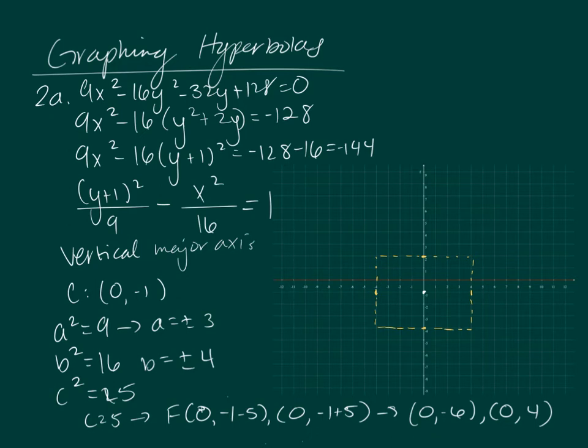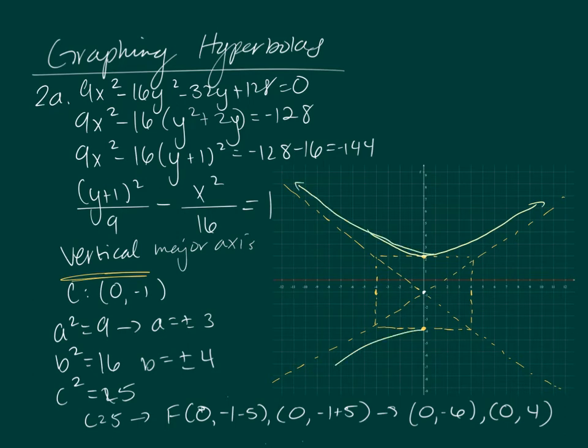And what's useful about this box is we're going to use it to draw our asymptotes. So our asymptote has to go through the center and the corners of the boxes. Okay. And then, since it's a vertical major axis, right, that means we're going to start on the y edges of the box there and go towards our asymptote because our hyperbola has to be vertical, but our branches extend horizontally. And that's your graph.